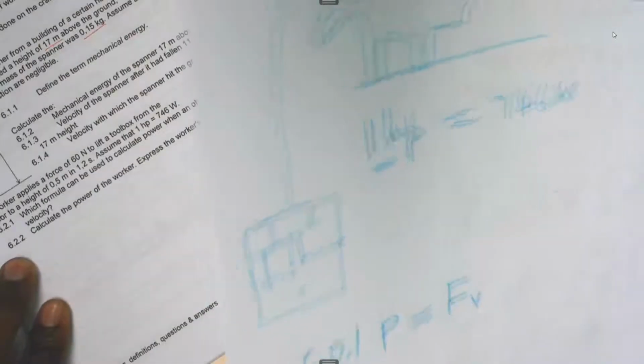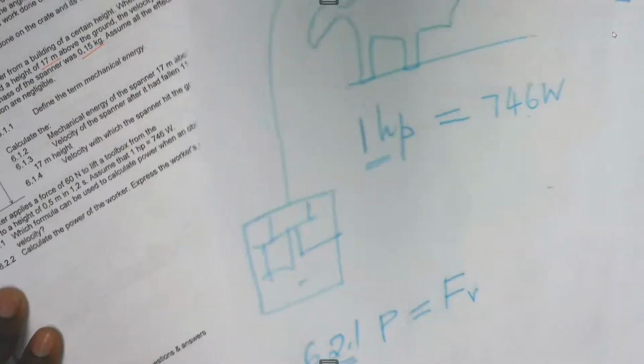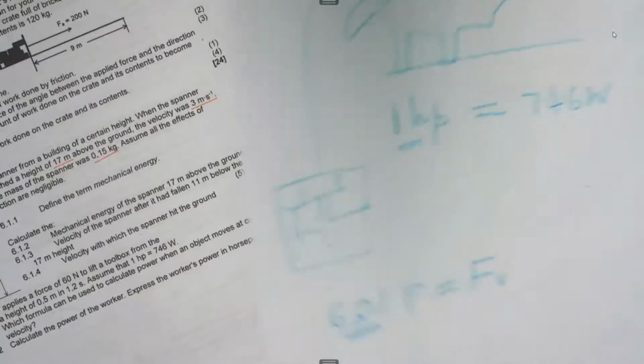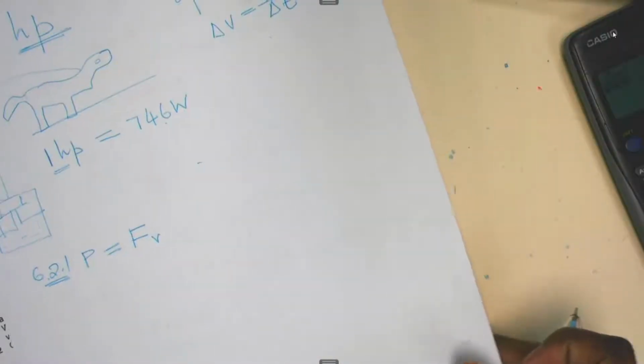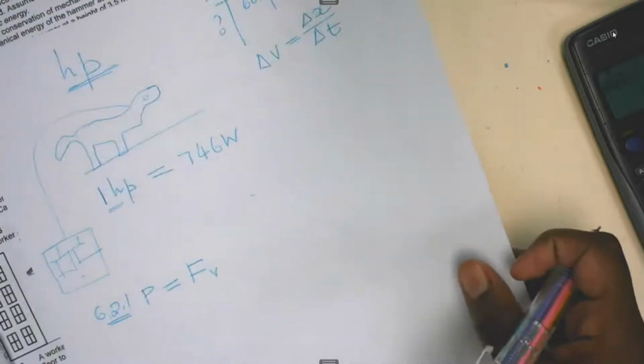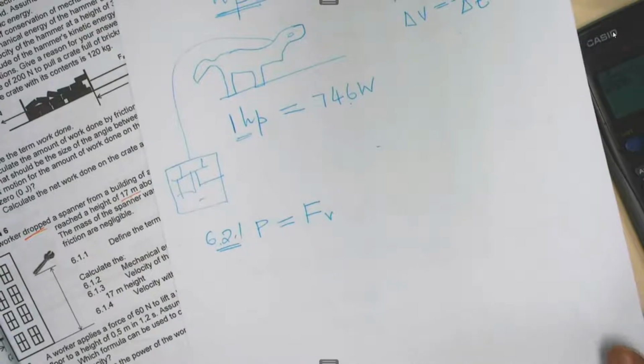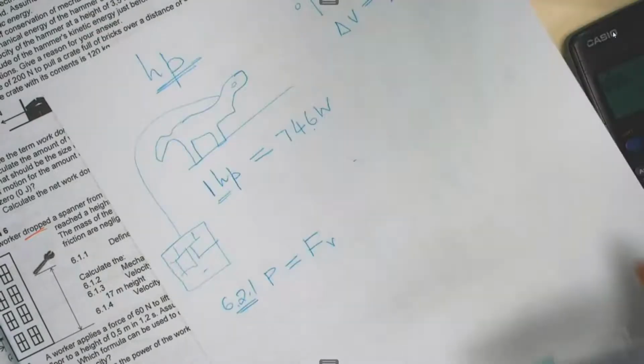Then calculate the power of the worker. Express the worker's power in horsepower. I like this horsepower because it just makes me imagine how many horses there are. 1 horsepower, 1 horse, 2 horsepower, 2 horses. Okay.